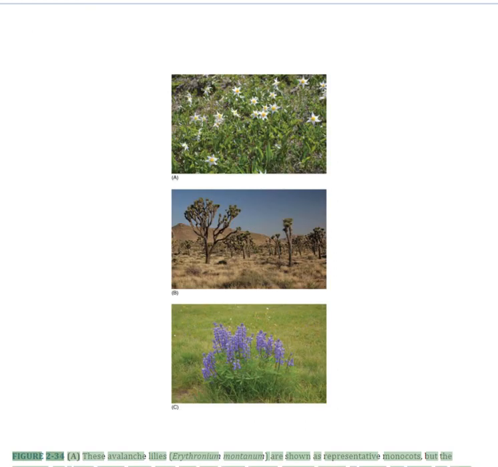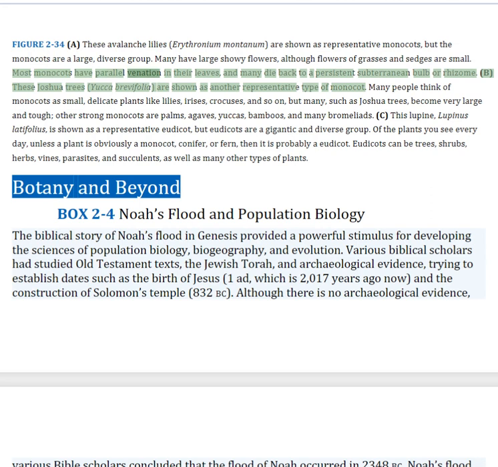Figure 2:34. These avalanche lilies are shown as representative monocots, but the monocots are a large, diverse group. Many have large showy flowers, although flowers of grasses and sedges are small. Most monocots have parallel venation in their leaves, and many die back to a persistent subterranean bulb or rhizome. These Joshua trees are shown as another representative type of monocot.